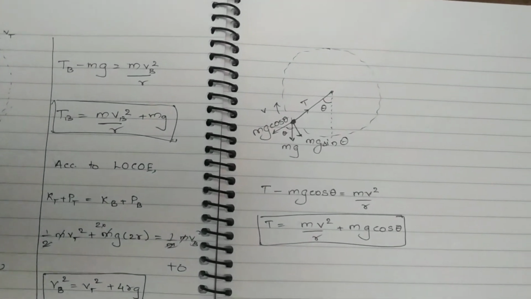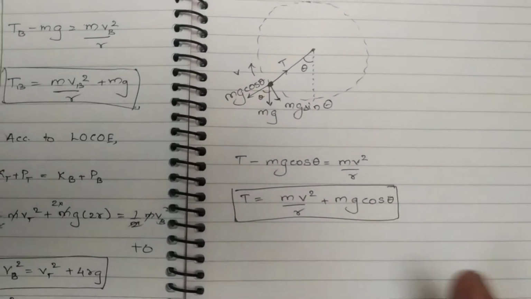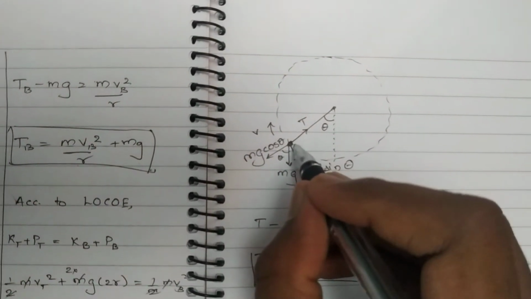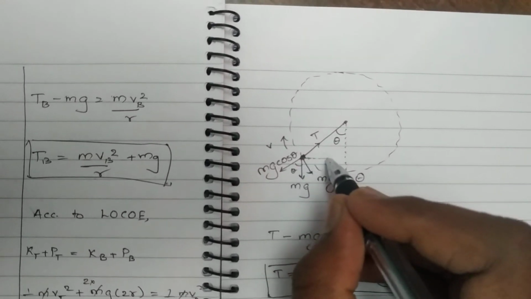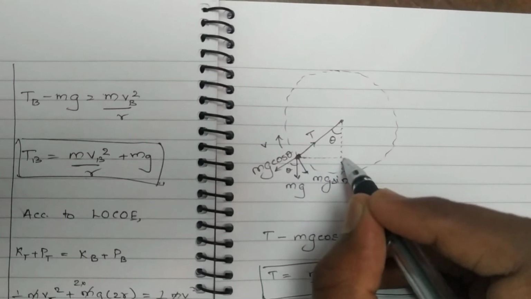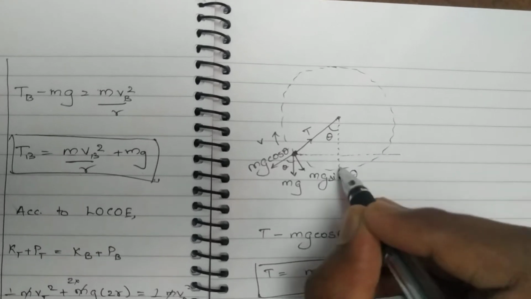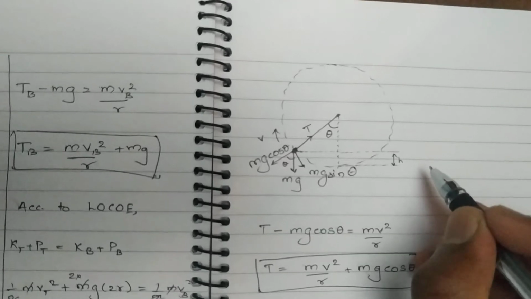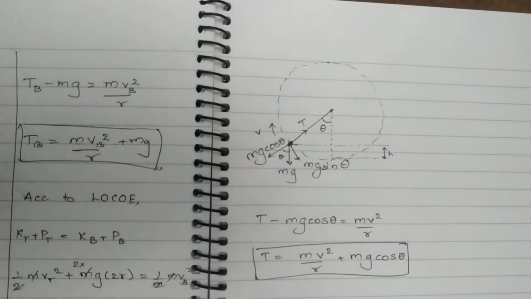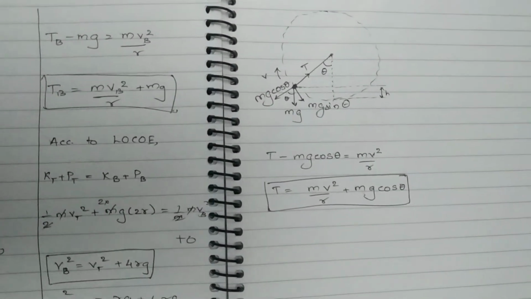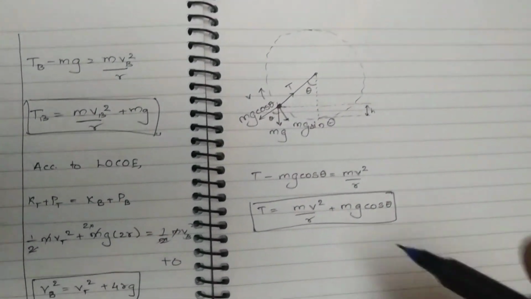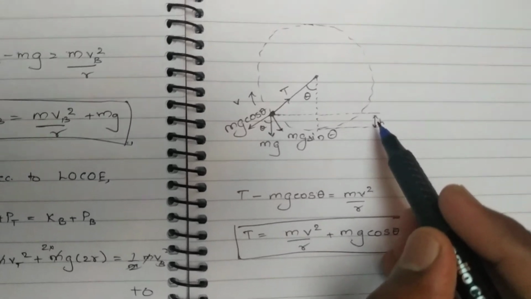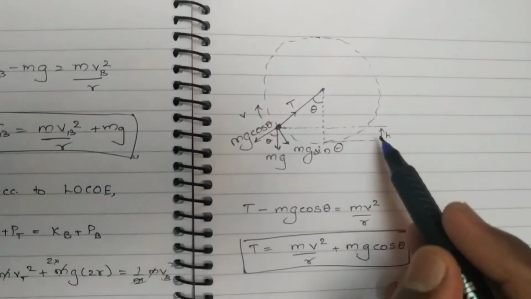Now if you have the value of cos theta, it's well and good. If you don't have the value of cos theta, it's not a big deal. They'll give you some amount of data. For example, if they are giving you the height from the bottommost point or maybe the ground, you simply have to figure out how much is the height. I'll use another pen for clarification.